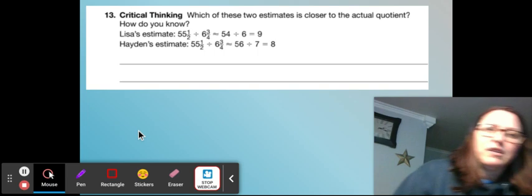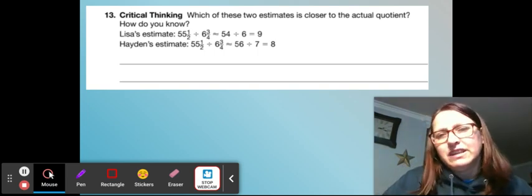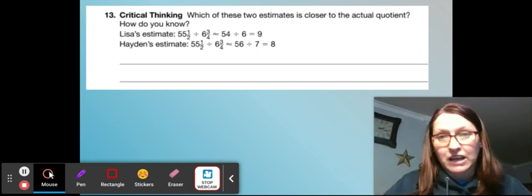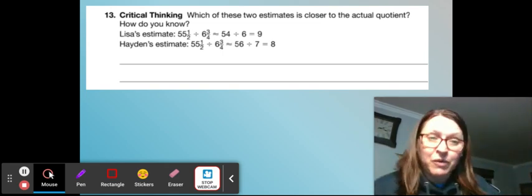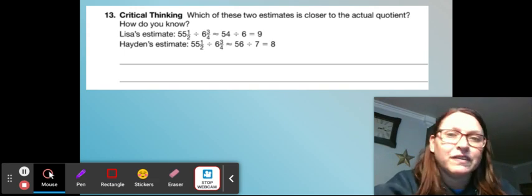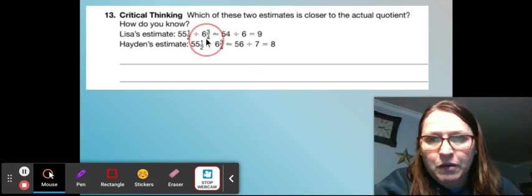Right here. Critical thinking. Which of these two quotients is closer to the actual quotient? How do you know? Well, with this one right here, we're comparing what they come up with for their compatible numbers. So remember what I said, we look at the smaller one first.